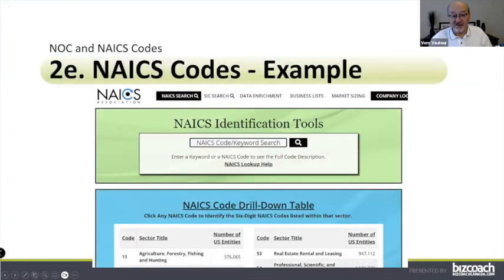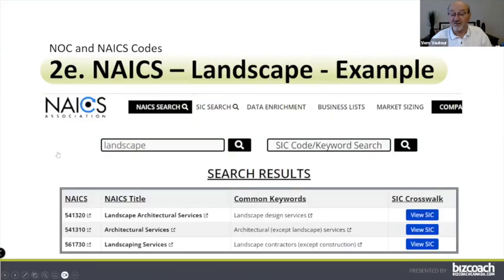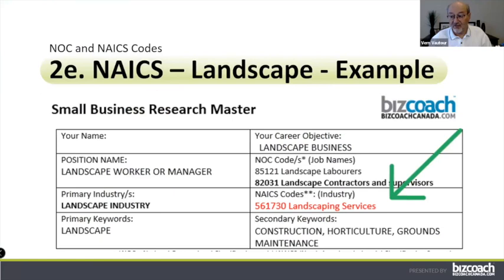So once I understand that code, as you can see, there are different areas. And now that I know that landscaping services is 561730, I can put that in my research master, and I can use it as my key data for doing searches on Google.